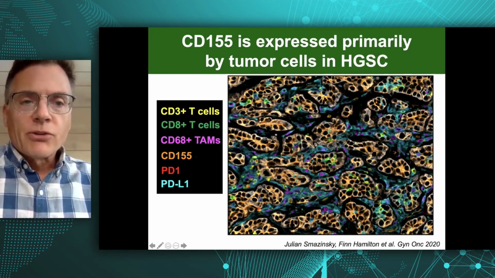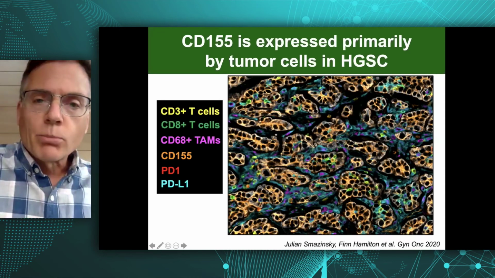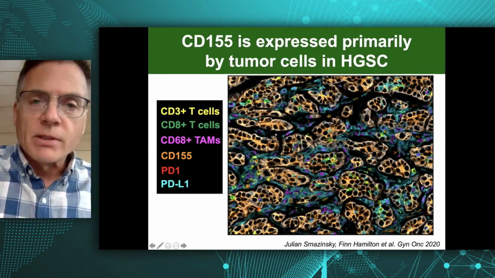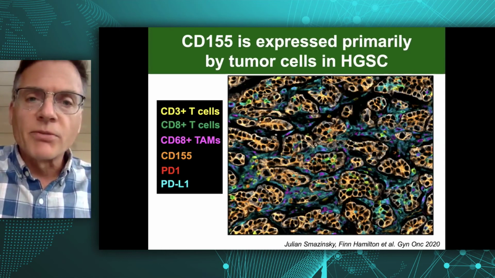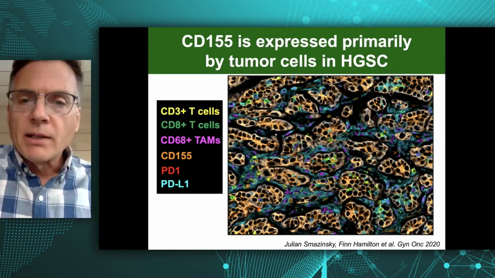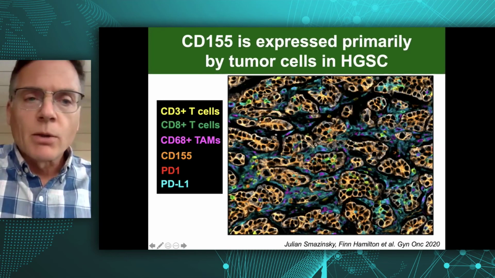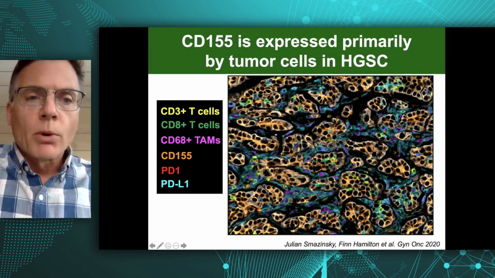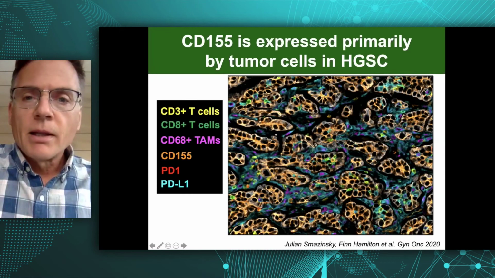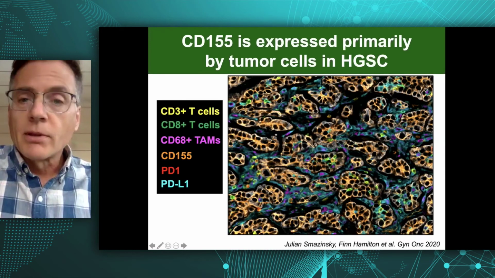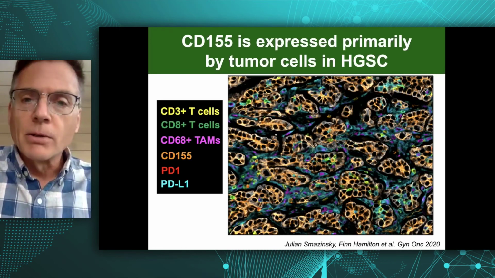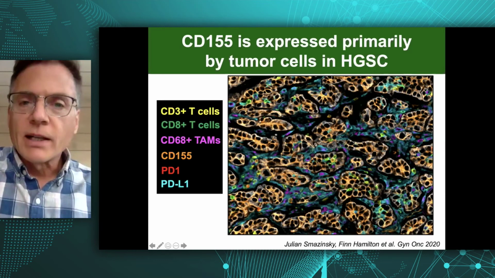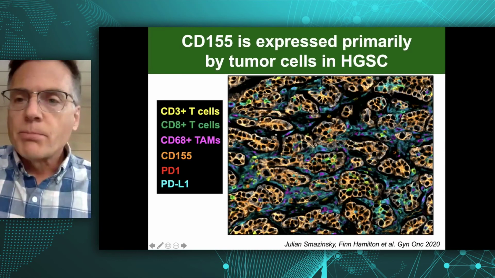What's really interesting, and worth pointing out, is the markedly different expression pattern we see with CD155 versus PD-L1. PD-L1 is in this turquoise color, mostly lighting up the macrophages in the stroma of the tumor, whereas CD155 is lighting up the tumor cells themselves in this orange color that you can see here. So really quite contrasting and complementary expression patterns.